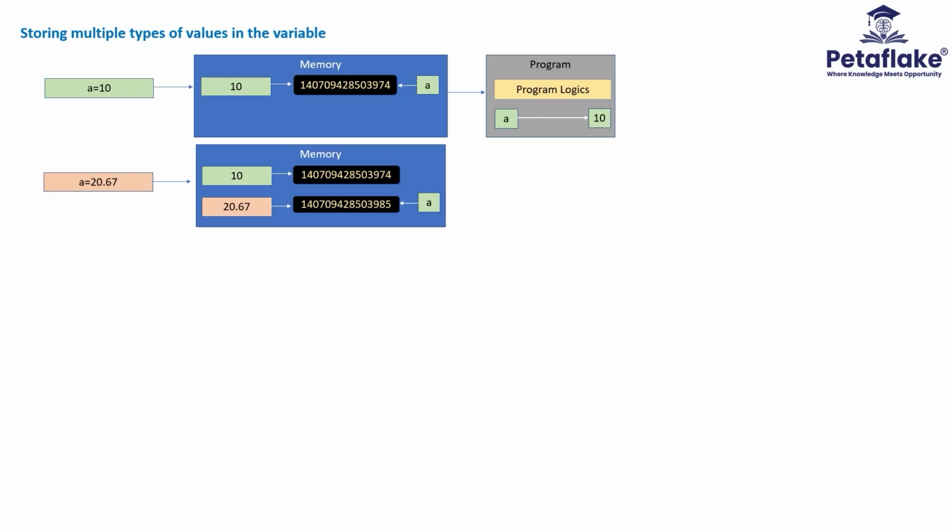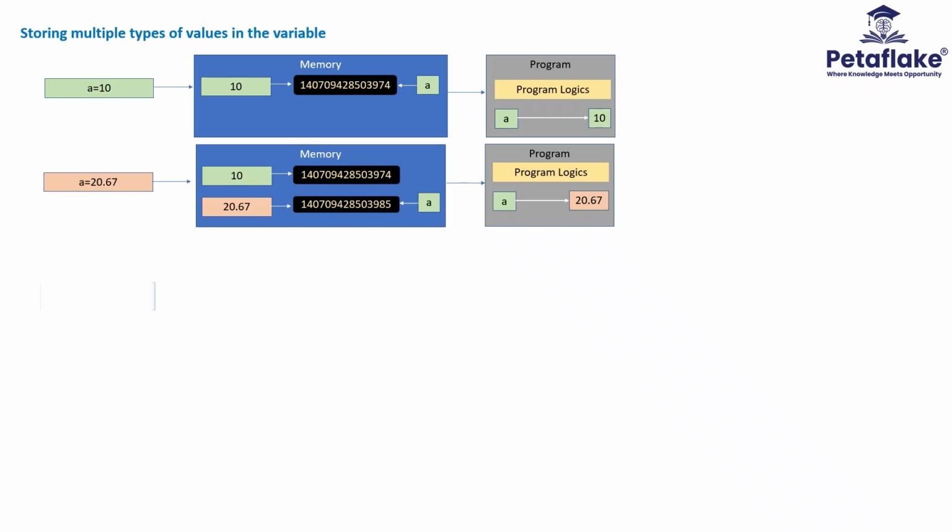The memory address of the new float object is stored in the variable a, overwriting the previous memory address. At this point, when the program looks for the value of the variable a in the memory, the program gets the value as 20.67, not the previous value 10.